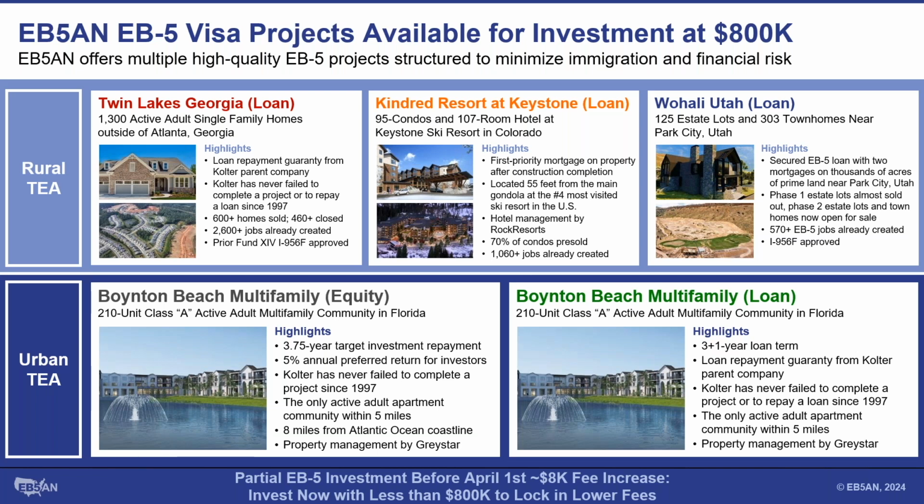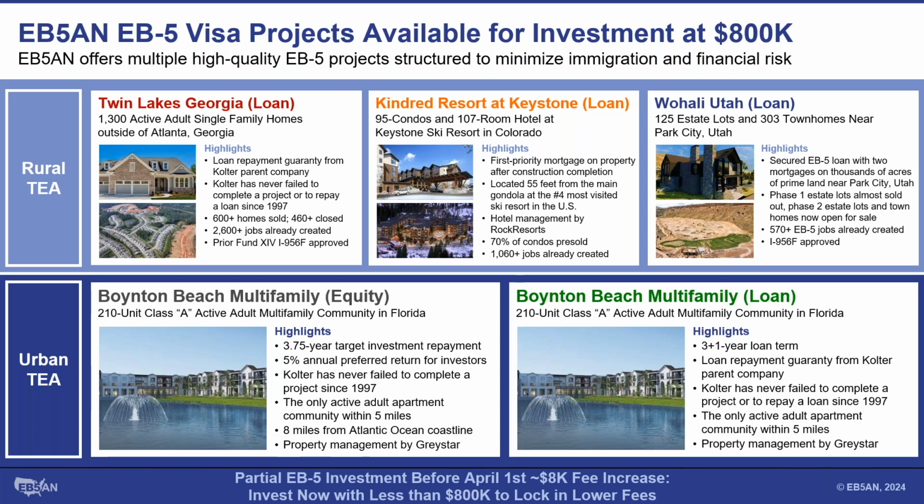This is an apartment project being developed by Coulter, with whom we've done more than 20 EB-5 projects over the last 10 years. Coulter, they're also the developer of the Twin Lakes, Georgia project. They've done almost 200 projects, more than 25 billion in development over almost 30 years. They've never failed to repay a loan. They've never failed to complete a project ever. So very blue chip developer, immaculate reputation.